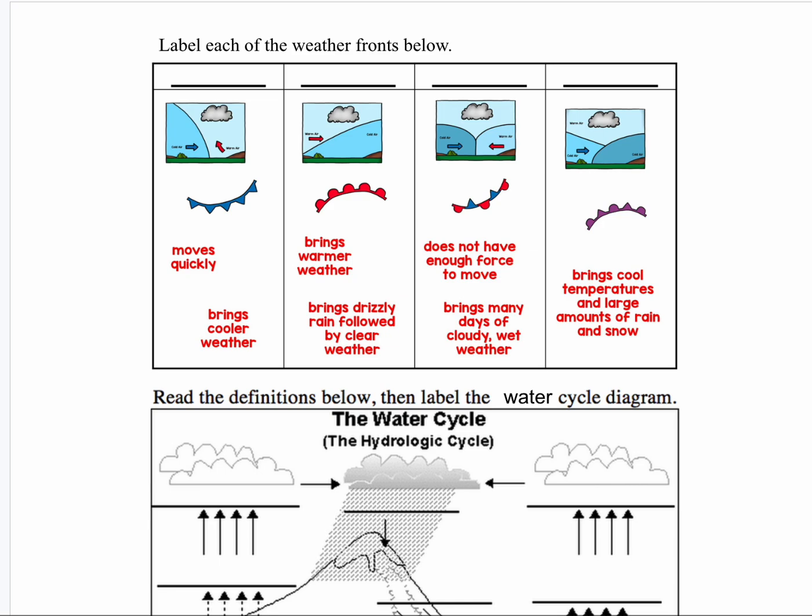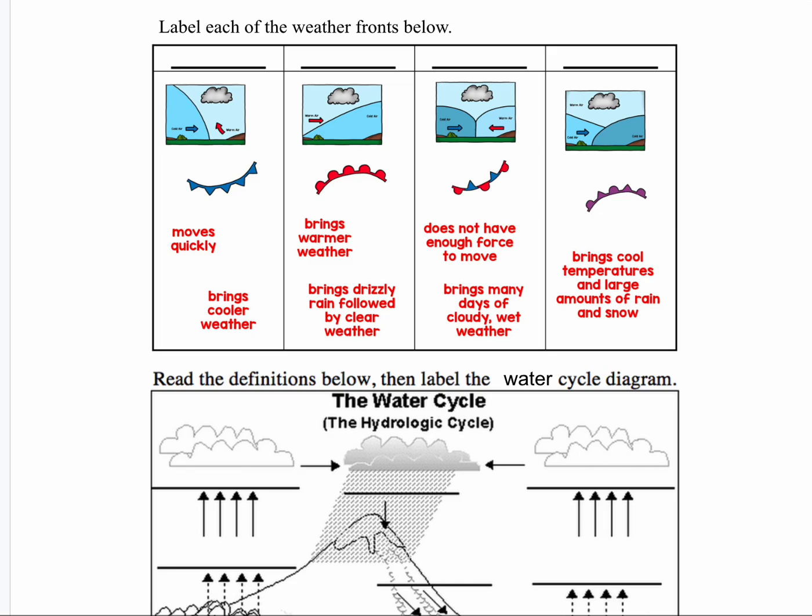Label each of the weather fronts below. First column, moves quickly, brings cooler weather. Second column, brings warmer weather, brings drizzly rain followed by clear weather. Column 3, does not have enough force to move, brings many days of cloudy wet weather. Column 4, brings cool temperatures and large amounts of rain and snow.